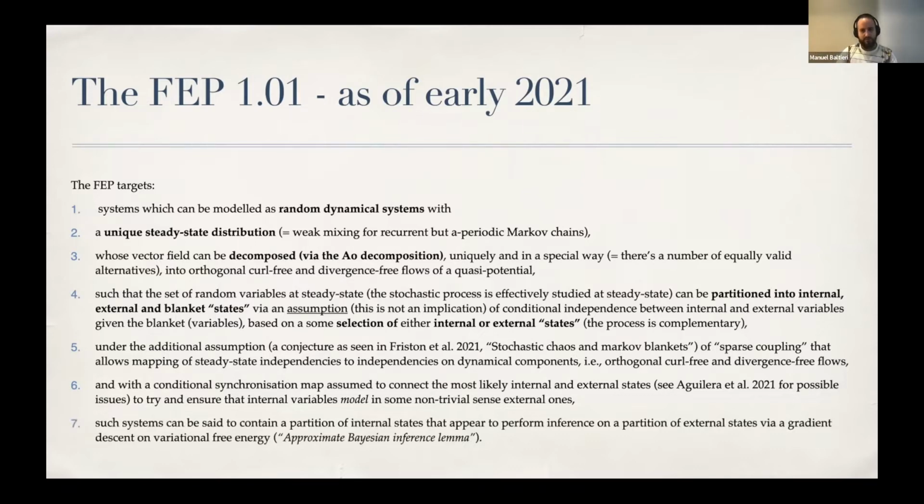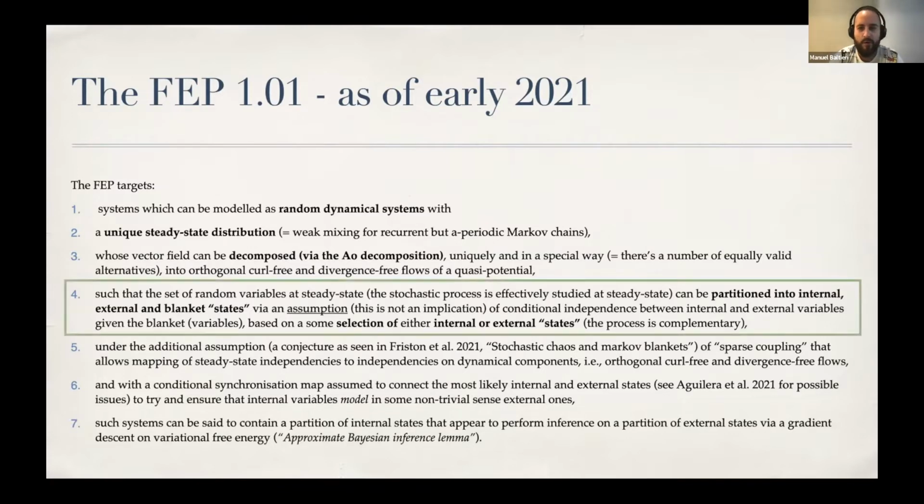Okay, now that we have all of these assumptions lined up, the claim that the free energy principle makes is that we can describe internal states as appearing to do approximate Bayesian inference on external states. This is what they call the approximate Bayesian inference lemma. Importantly, I will only be focusing on point 4. I'm not saying that everything else is unproblematic; every other point could be a talk in and of itself. I will be focusing on 4, which is what we wrote about in the paper. I might mention something about 5, but don't get too carried away hoping that I will go technical about that, because 4 is already quite a handful.